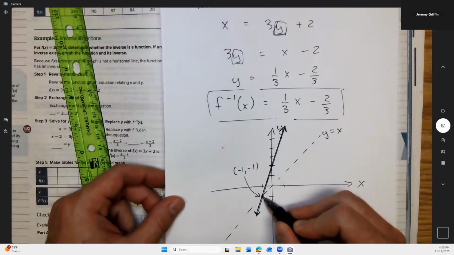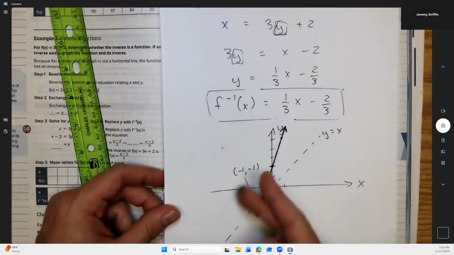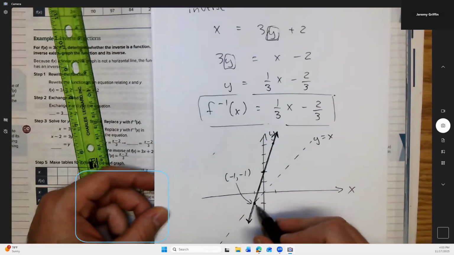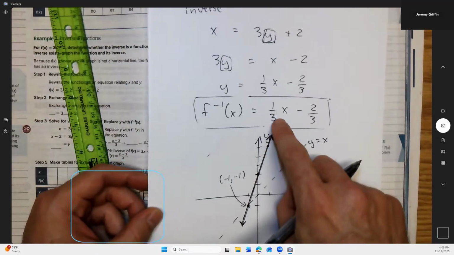Okay. That should also be true for the inverse. The inverse, if I swap -1, -1, I still get the same point as itself. So I bet the inverse relation also goes to that point. Okay. And let's go ahead and graph that now.